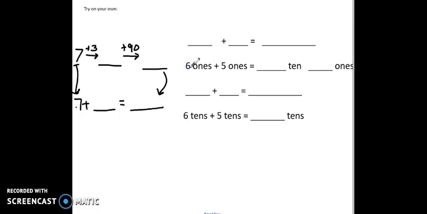Then here, you're going to answer 6 ones plus 5 ones equals how many tens and how many ones. And then 6 tens plus 5 tens equals how many tens. When you finish this problem, you're done with today's notes.